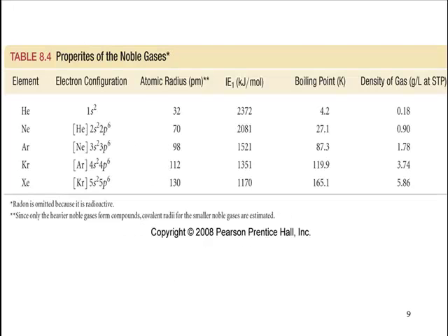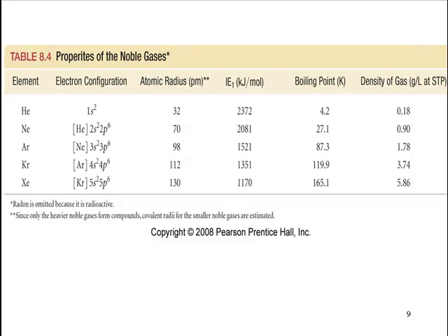So if we look at our noble gases here, the electron configuration for all of them has a completely filled orbital in that row. So this was in the first row, 1s2. This is 2s2, 2p6, and so on, all the way down from neon to xenon. The only thing that changes is the energy level.